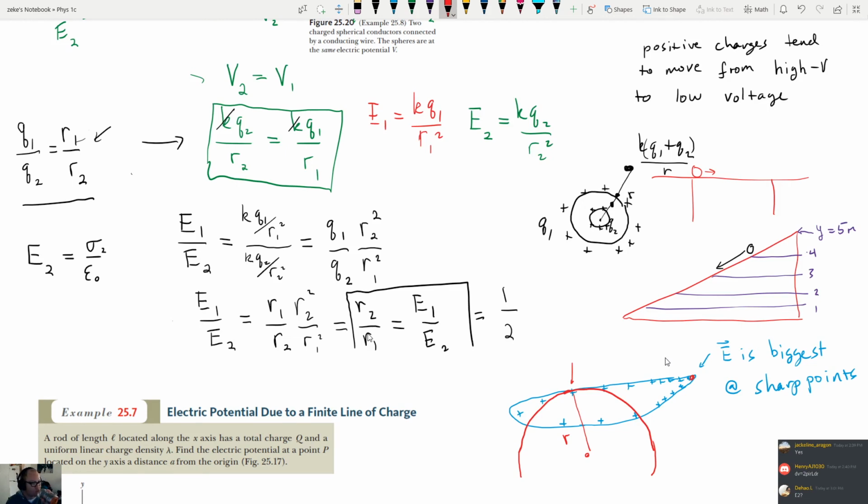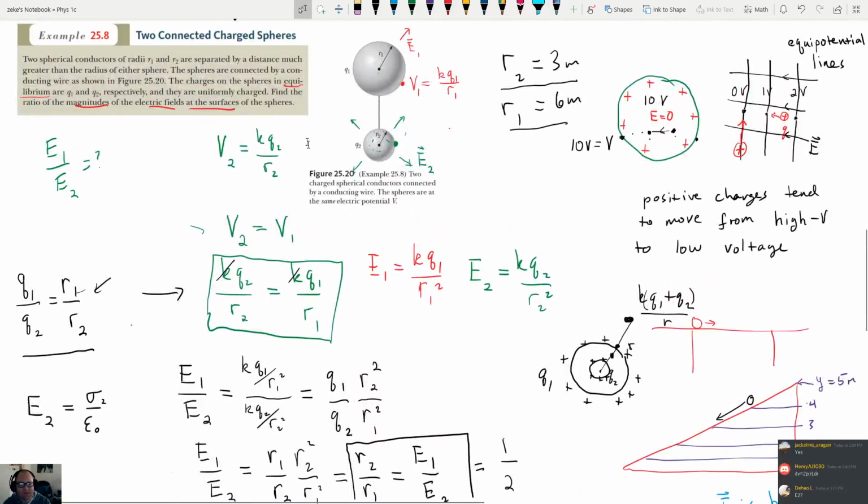It's interesting though, if you have a whole system of these connected conductors, and you know the radius of one and the electric field at one, then you could find the electric field of another part of it as long as you know its radius too, I guess. Yeah, if it's a simple system like this, sure.